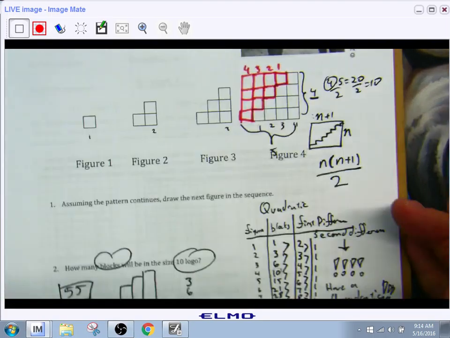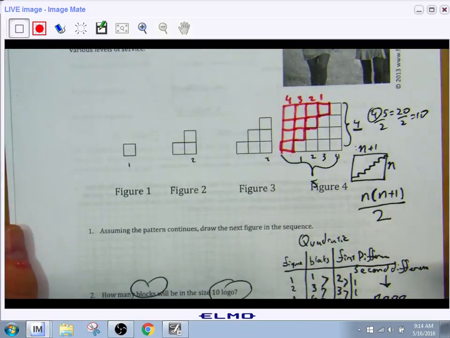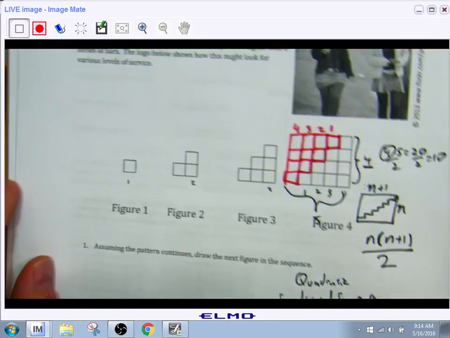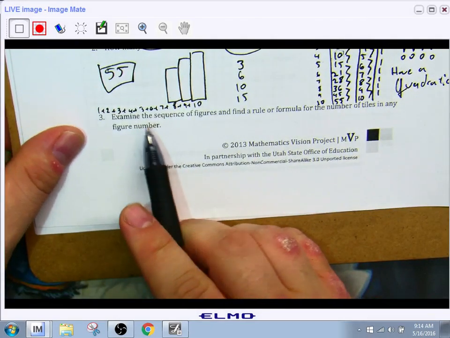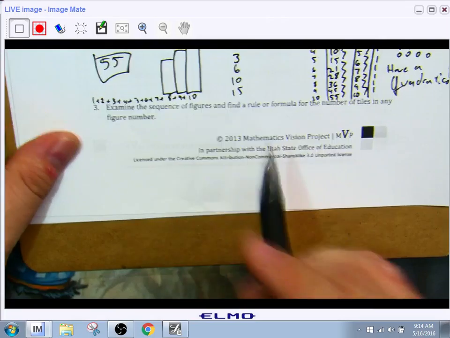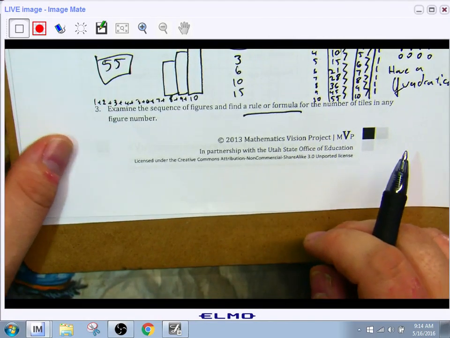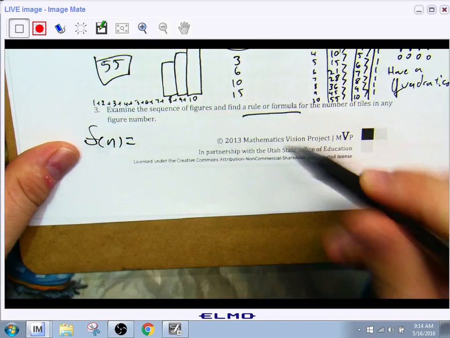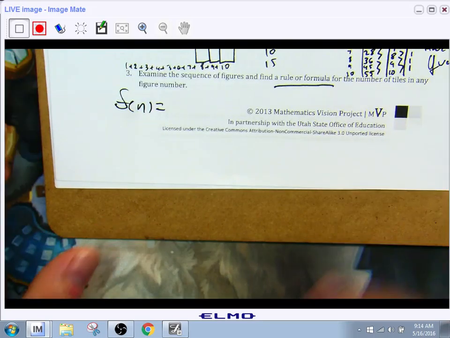So with all that information, and I'm sure you guys frantically wrote this down. And if you didn't frantically write it down, that's why I'm recording it, so that you can double check it later. Answer number 3. So it says, examine the sequence of figures and find a rule or formula for the number of tiles in any figure of number n. So we're trying to find an f of n now. If we're trying to find f of n, what sort of equation can you guys come up with? I'm going to go ahead and give you guys time to do that.